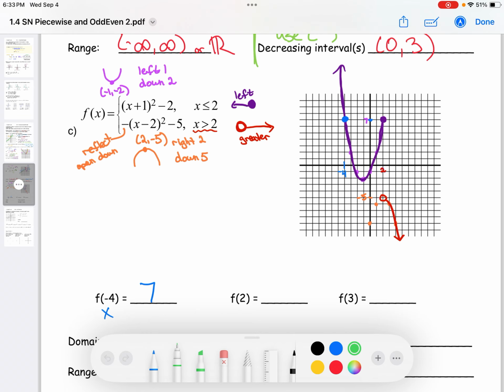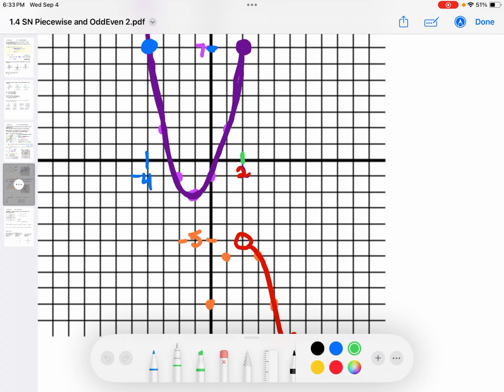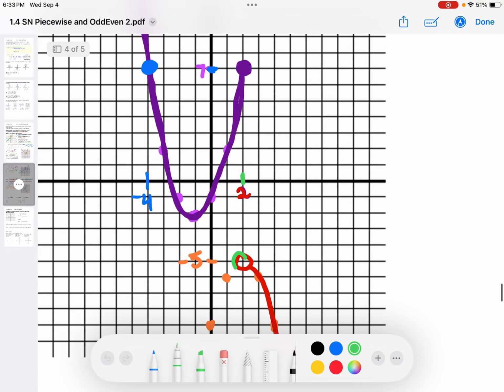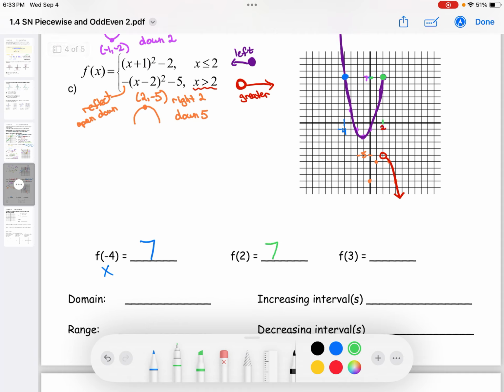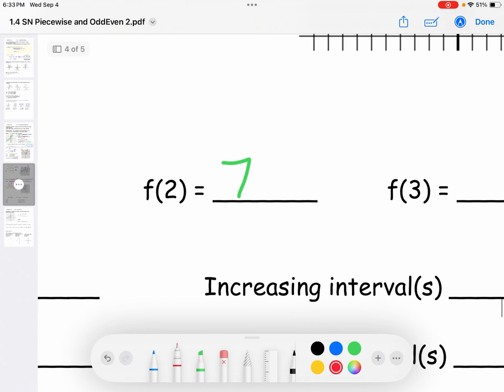For f of 2, if we look where x is 2, we have the open circle on the bottom piece and the closed circle on the top piece. Well, we have to use the closed circle, so that function value is also 7. 2 comma 7 is on the graph. 2 comma negative 5, the point on the bottom function, is open, not included, so we don't use it.